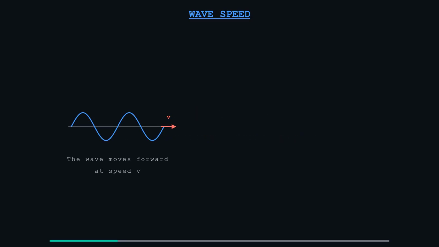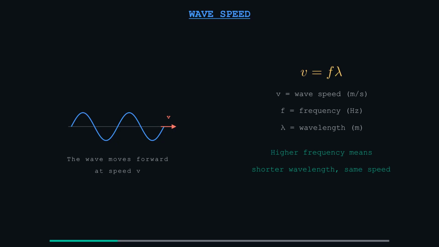Wave speed links these properties together. v equals f lambda, the frequency times the wavelength. For a given medium, the speed stays constant. So if frequency goes up, wavelength must come down to match, and vice versa.